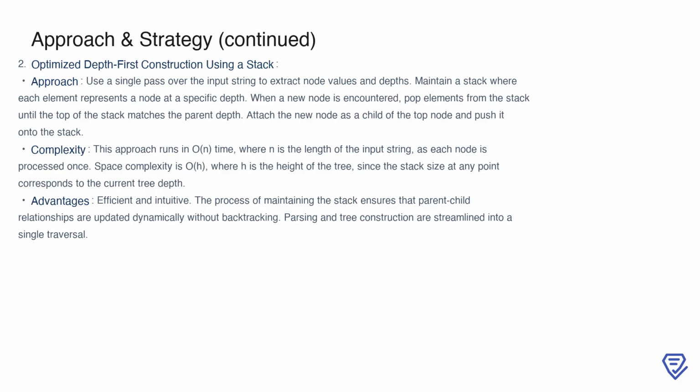The space complexity was h, where h represented the height of the tree, as the stack size corresponded to the current depth of the tree. This method proved to be both intuitive and efficient, seamlessly integrating parsing and tree construction without requiring backtracking.